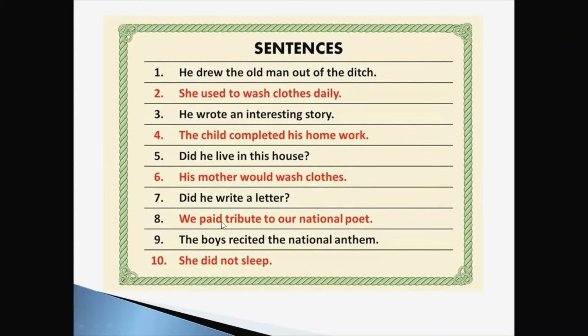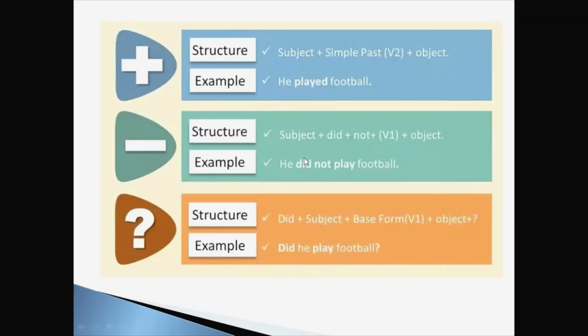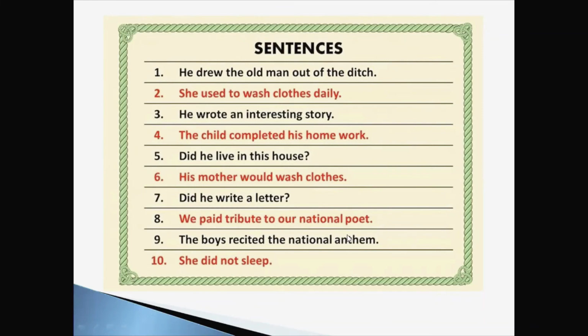And here when you see, did he live in this house? Did he? It's a question, an interrogative sentence. For that, what structure do we have to use? Did he, and live is a V1 form. Okay, the object is in the house. His mother would wash clothes.